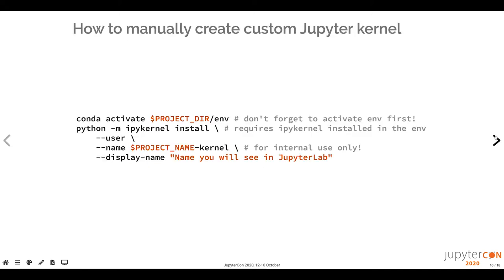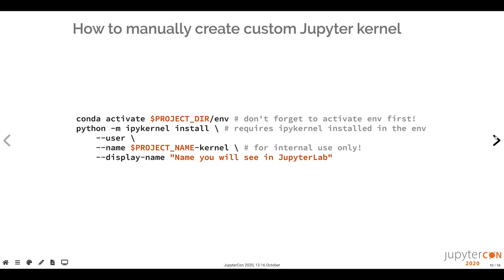So here's the process for manually creating a custom Jupyter kernel. It's important to remember to activate the conda environment for the project for which you want to create the kernel. Otherwise, if you run the python -m ipykernel install command, you might create a Jupyter kernel for the wrong environment. So be sure to activate the conda environment for your project first. The next thing is that you do need to install the ipykernel package inside of your project's conda environment. If it's not already there, you can go back and add it to the environment.yaml file as a dependency, rebuild your project's conda environment, and then come back and run this Python command.